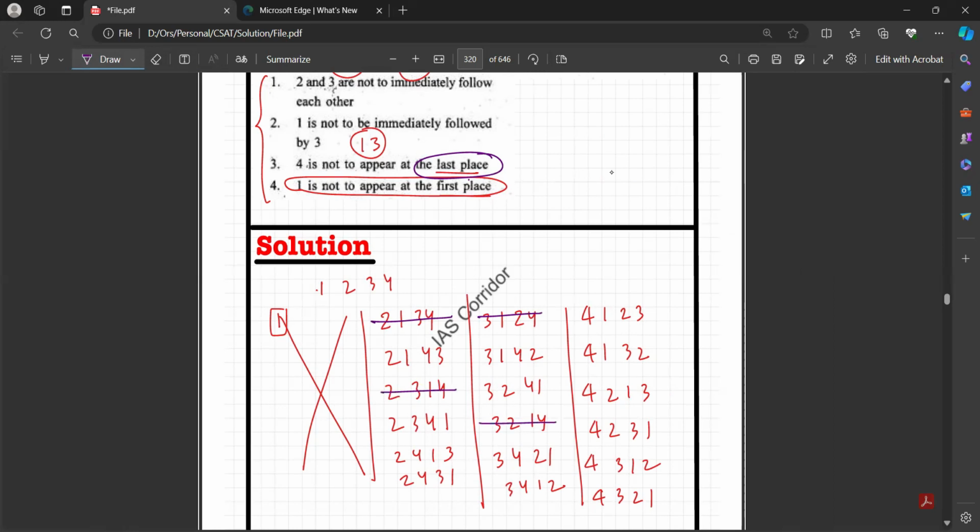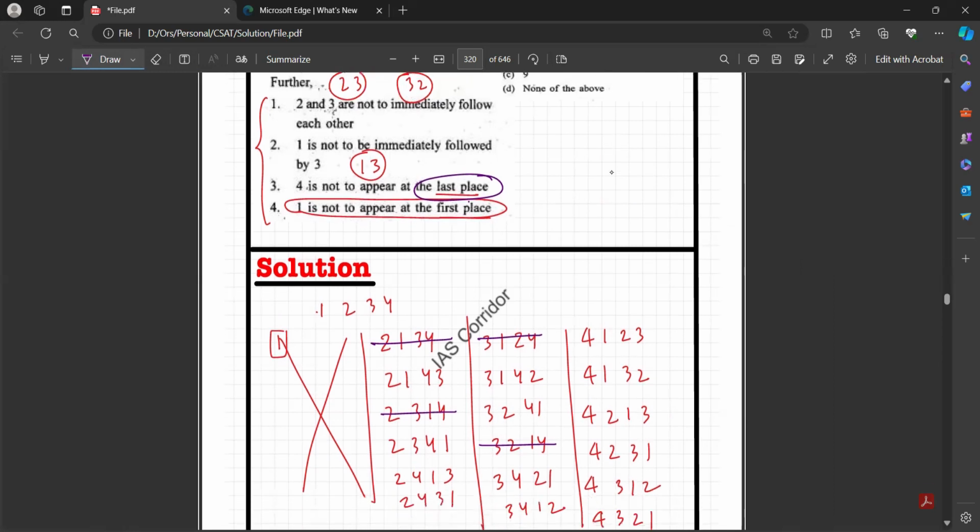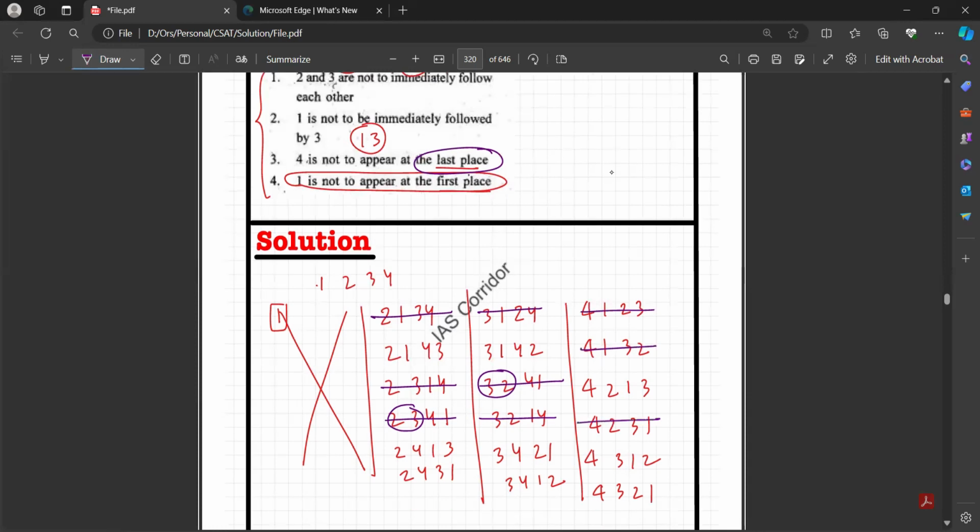Clear? Next, 2 and 3 are not to immediately follow each other. So all those combinations where 2, 3 or 3, 2 are present are eliminated. Now, 1 is not to be immediately followed by 3. So the 1, 3 combinations are eliminated.